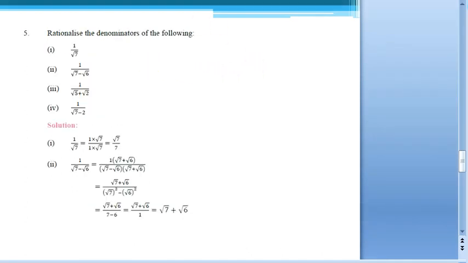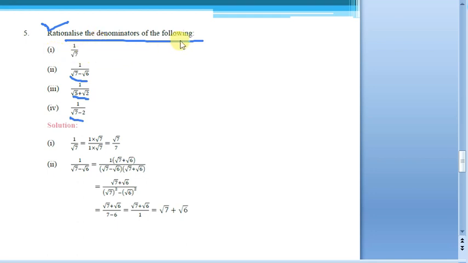So the question says here, rationalize the denominator of the following. So we have already seen the concept of rationalizing the denominator. What does it mean? Making the denominator a rational number. See, in all these cases, the denominators are irrational numbers. So using the concept of rationalizing the denominator, we need to make them rational.